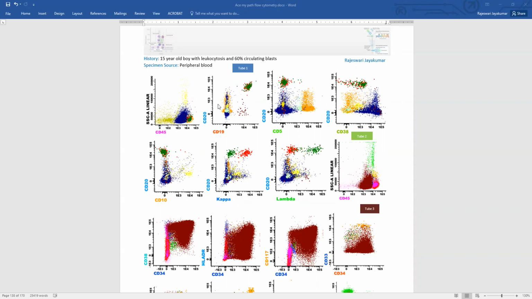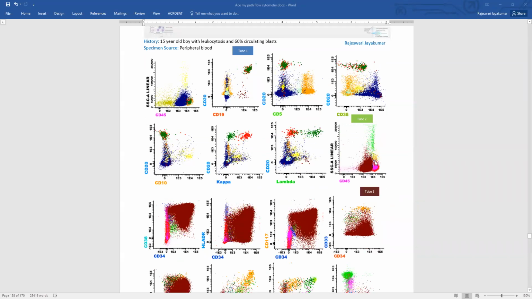These are negative for CD19 and CD20. We see our background B cells that are positive for both CD19 and CD20. These cells are negative for CD5, and our background T cells are positive for CD5. And they have CD38 expression. They are negative for CD10. They're negative for kappa and lambda expression. And we see our B cells in the background that express kappa and lambda.